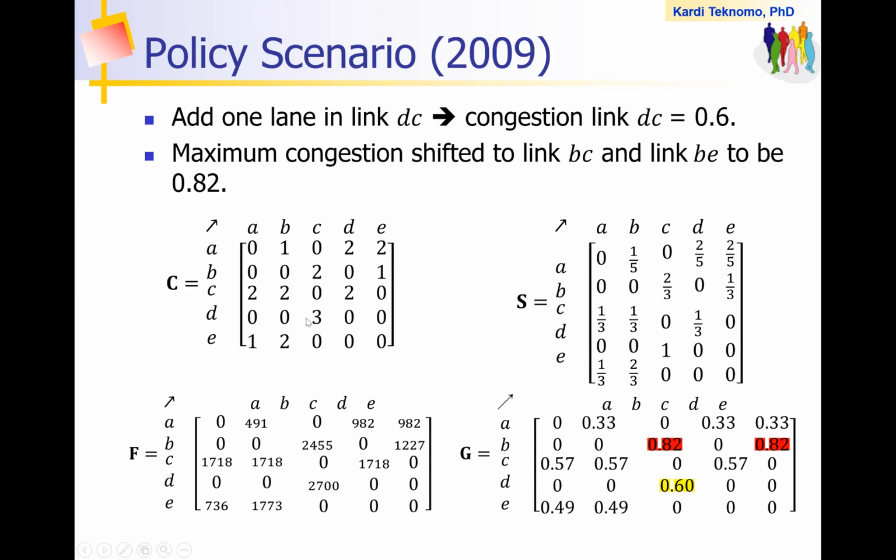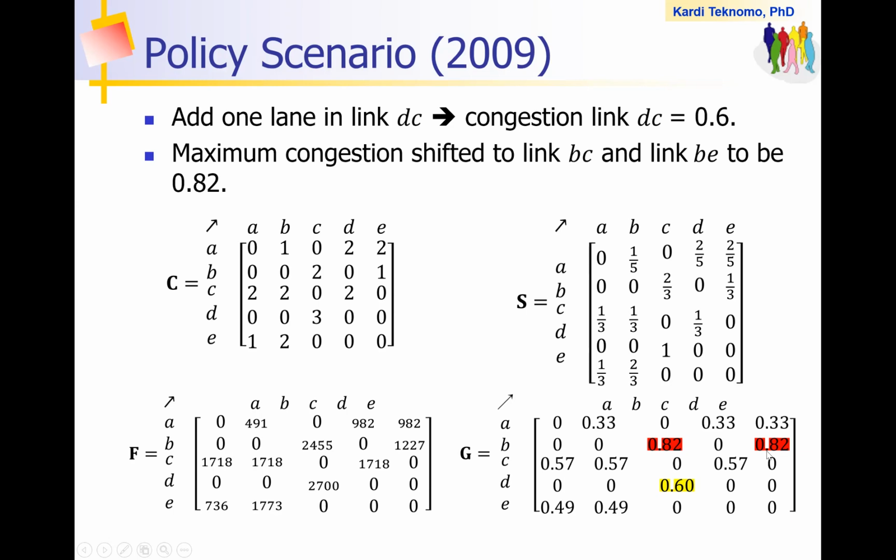Okay, because you change it to 3 lanes, what will happen? The stochastic matrix changes, the flow matrix changes, and then now your congestion level changes. You see here, because you increase the number of lanes in DC, DC reduces from 0.9 now to 0.6. Can you see that? In the same year, when you improve link DC, because of this improvement, there is congestion somewhere else. Where? In BC and in BE. Can you see that? Yes, sir.